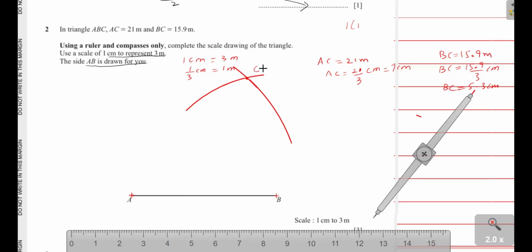This point is C, and we will join this intersecting point to the end point of line AB, first end point. We will join the intersecting point C to A, and then we will join the intersecting point C to B, and we get a triangle ACB.